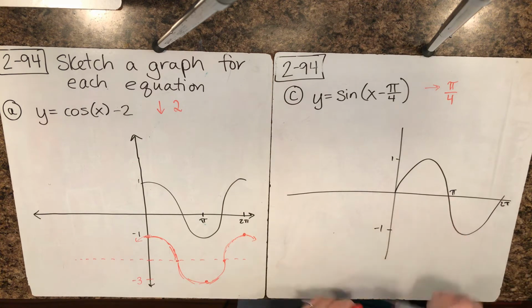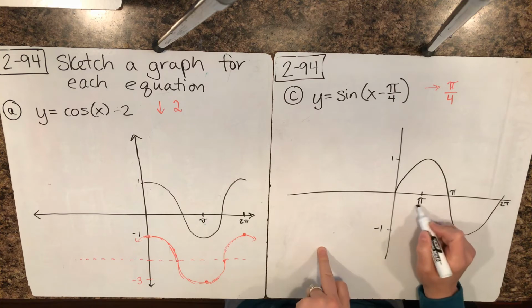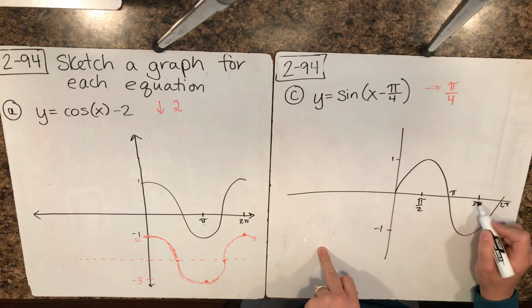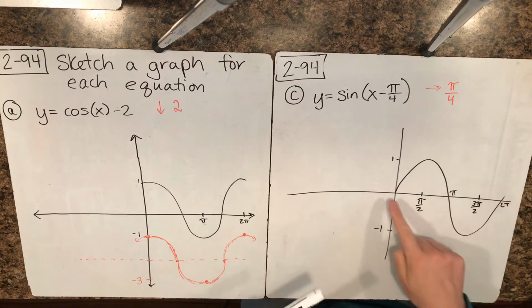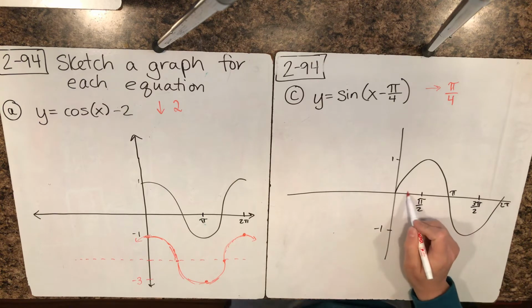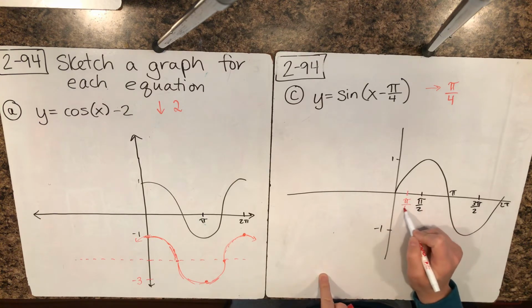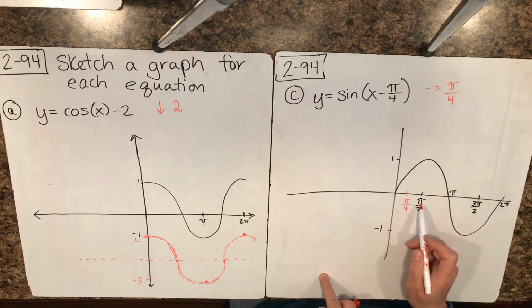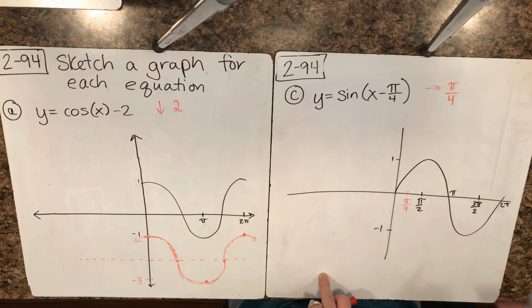Okay, we know that this is pi over 2. We know this is 3 pi over 2. So if I add a quarter pi to these 5 values, I'm just shifting everything to the right 1/4. Of course, 1/4 is half of a half. So that helps me go right in between.